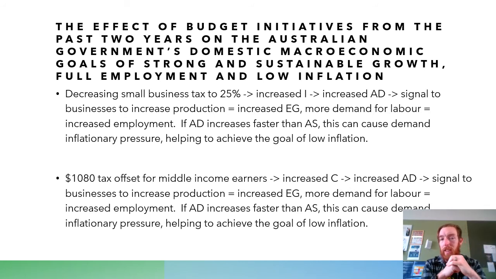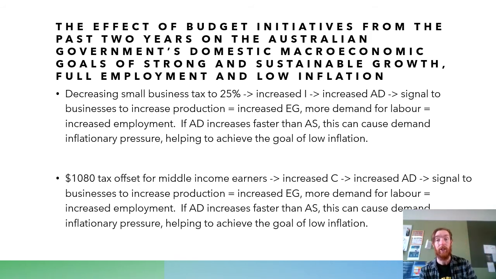The effect of budget initiatives from the last 2 years on the Australian government's domestic macroeconomic goals of strong and sustainable economic growth, full employment and low inflation. So 2 examples of policies and how they affect each of these things. So decreasing the small business tax to 25%, this means businesses are more likely to invest and expand, therefore increased private investment spending leads to increased aggregate demand, sends a signal to businesses to increase production, which leads to increased economic growth.